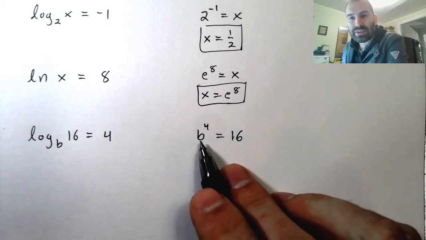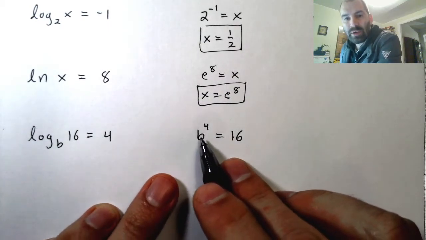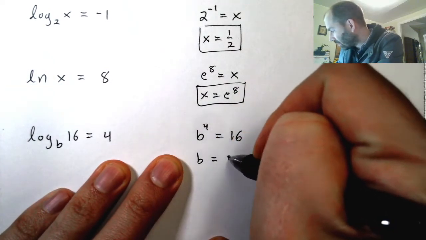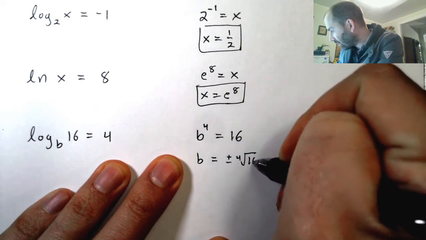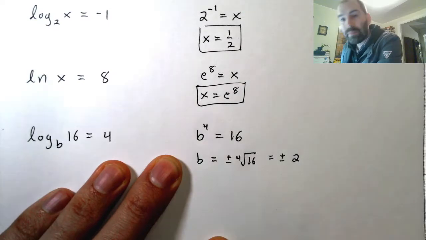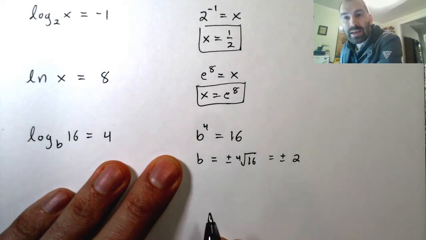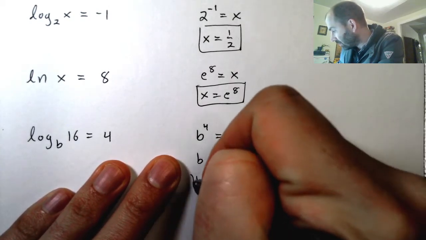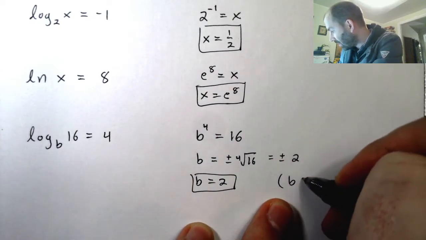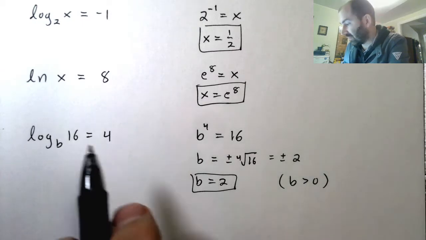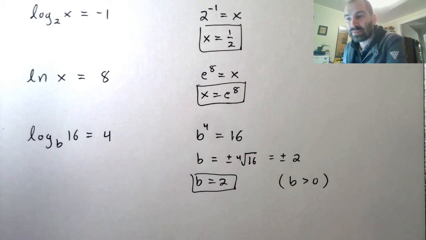So I think I could probably see what b is. If you wanted to solve this, you could write b equals plus or minus the 4th root of 16, which is plus or minus 2. But remember, b can't be negative. So b is actually equal to 2, right? Remember that b is always a positive number when we're doing logarithms. The base is always positive.